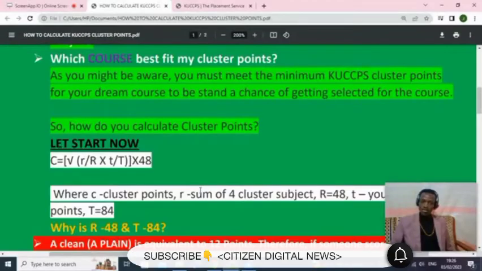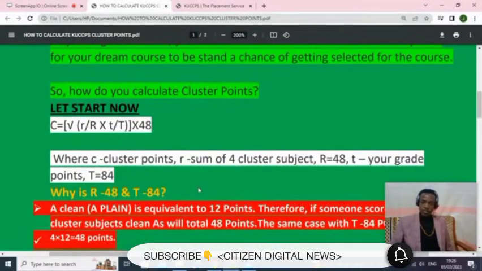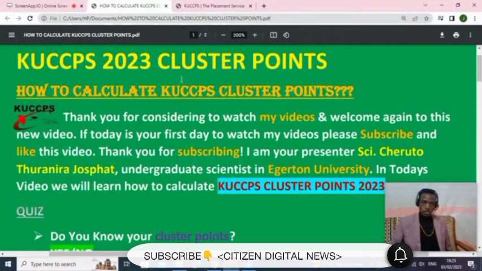How do we calculate cluster points? Let's start now. First of all, we have a formula. Today I would like to teach you how to calculate Kuccps cluster points.